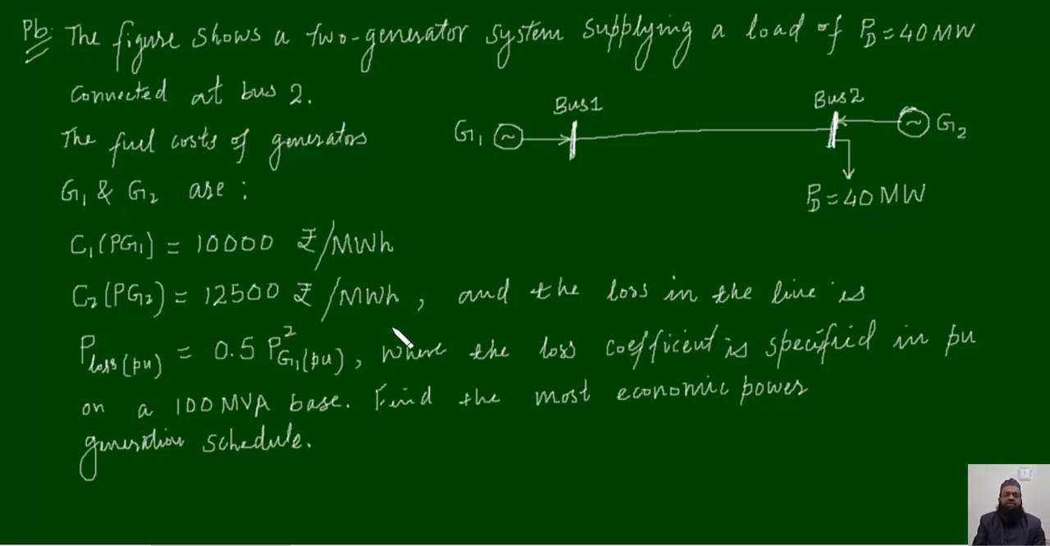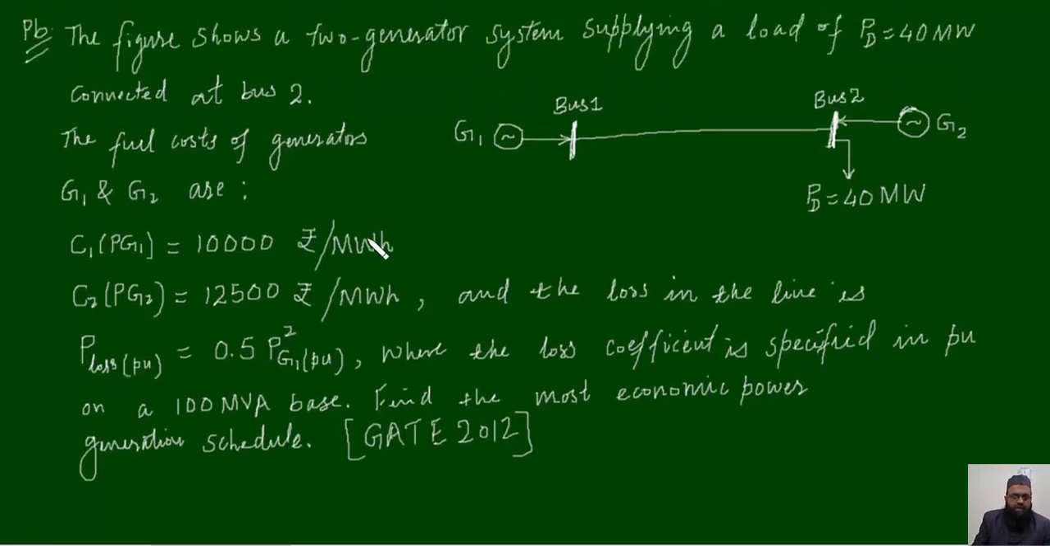So all calculations will be done in per unit, and once the calculation is done we can get the actual value. We know the relationship between actual value, base values and per unit. Find the most economic power generation schedule. This question was asked in GATE 2012. You can verify it. Four options were there. I have omitted the options and added this line: find the most economic power generation schedule.